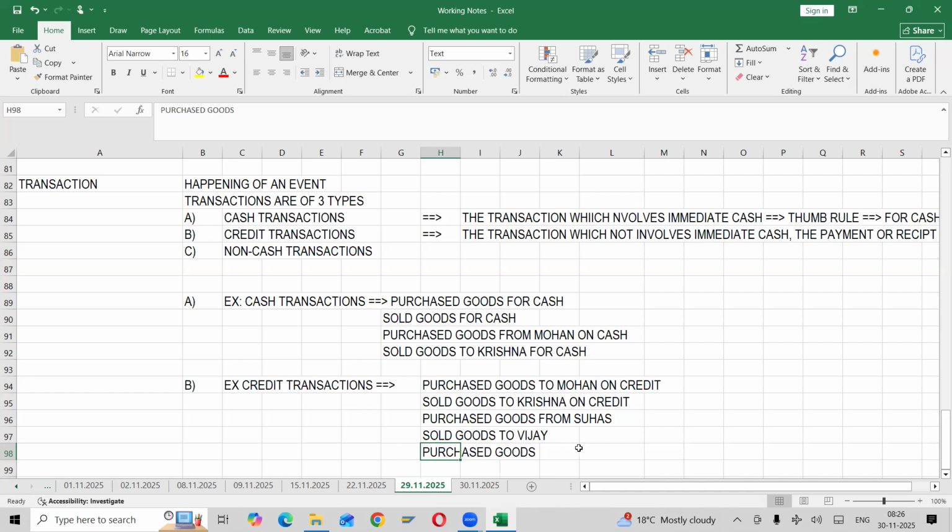Then what does it mean? If nothing is mentioned, then it is considered as a cash transaction. Purchased goods worth rupees 10,000 or whatever it is, but no credit, no cash, no person name, no entity name, then it will become a cash transaction. Nothing but purchased goods for cash. Clear, everyone? Understood? Thumb rules. That's the reason I mentioned thumb rules. Here, no person is mentioned, no entity is mentioned, then it will become a cash transaction. Clear? Next one.